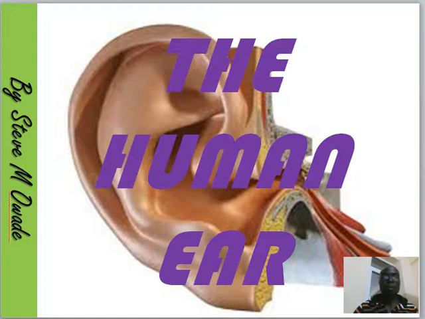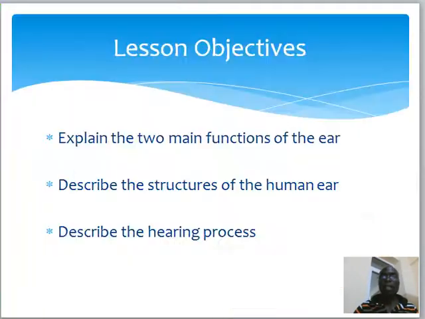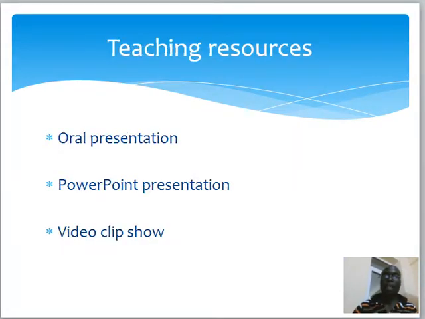Now first we will look at the lesson objectives of this session. One, we are seeking to explain the two main functions of the human ear. Two, to describe the structures of the ear. And lastly, we shall be trying to describe how the hearing process takes place or how it occurs.